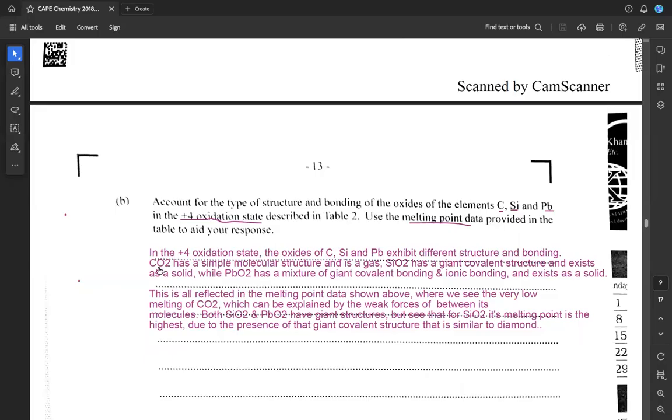And so CO2, carbon dioxide, has a simple molecular structure and it is a gas, as we said, right? And the SiO2 has a giant covalent structure and it exists as a solid. And the lead 4 oxide, PbO2, has a mixture of giant covalent bonding and some ionic bonding. So it's like a mixed bonding system going on in the lead 4 oxide. And as we said earlier, that also exists as a solid, right?